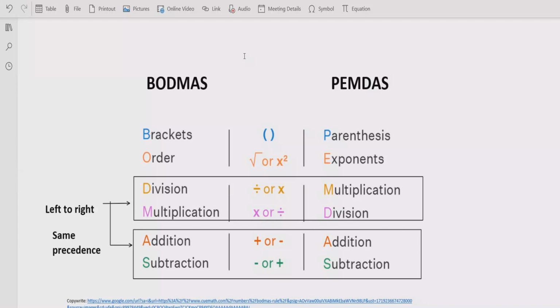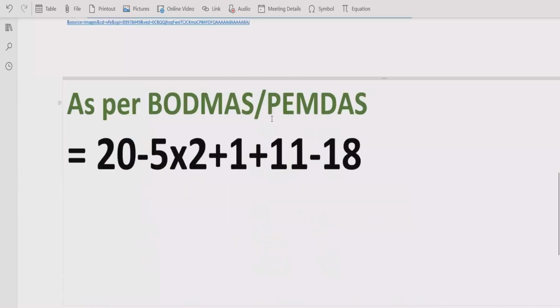Step number 3 is to solve division and multiplication. Both have similar precedence, so you can solve any of them which is coming first. Similarly, for addition and subtraction, we have the same rule. We can solve addition first if it is coming first, and we can solve subtraction first if it is coming first.